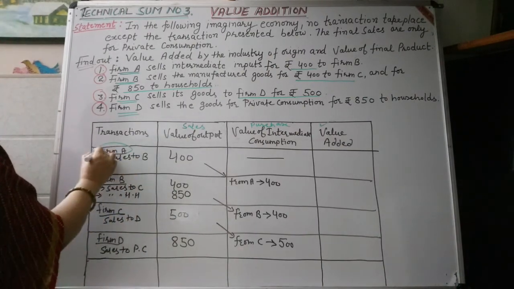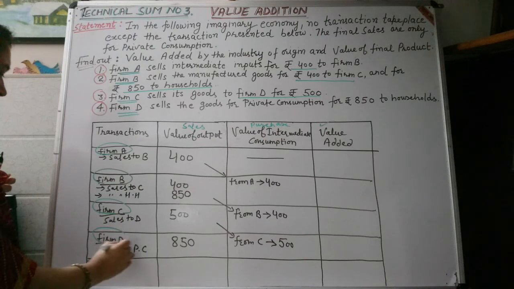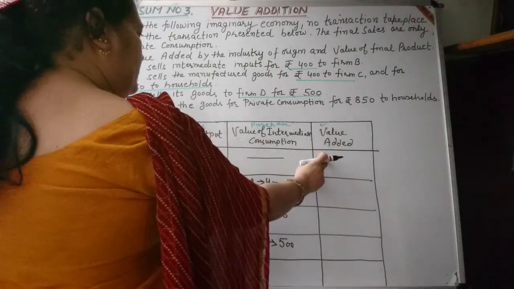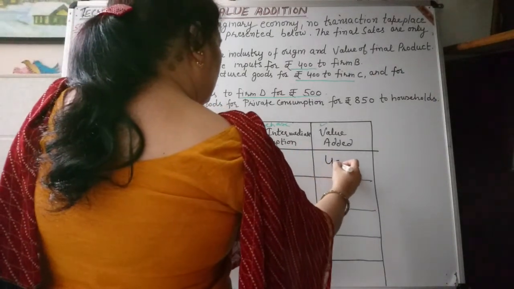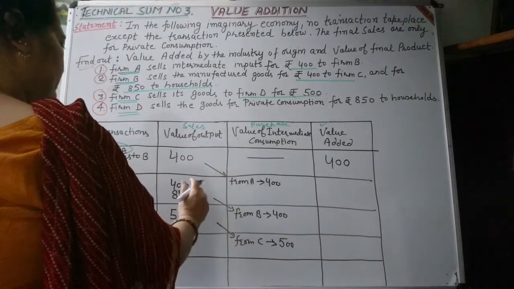So this is the transaction of firm A, transaction of firm B, transaction of firm C and transaction of firm D. So let us calculate the value addition. Value of output minus value of intermediate consumption. Value added will be 400.